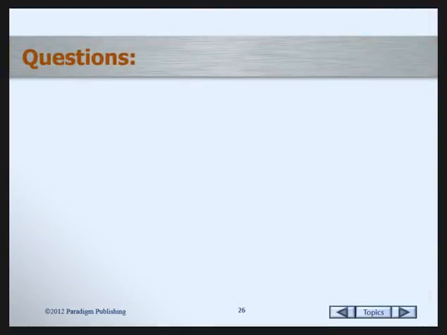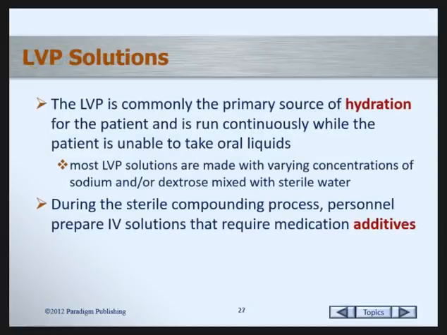Now for more questions. The large volume parenteral solutions. The LVP is commonly the prime source of hydration for the patient and is run continuously while the patient is unable to take oral liquids. Most LVP solutions are made with varying concentrations of sodium and/or dextrose filled with sterile water.